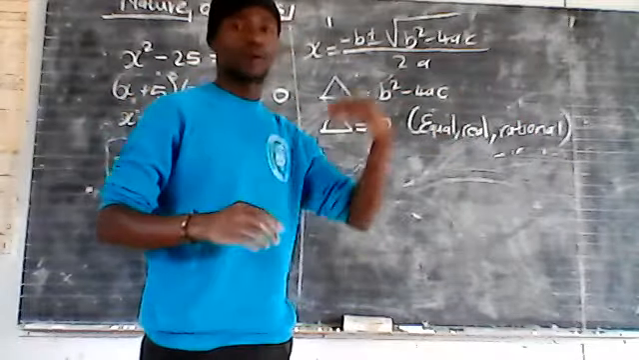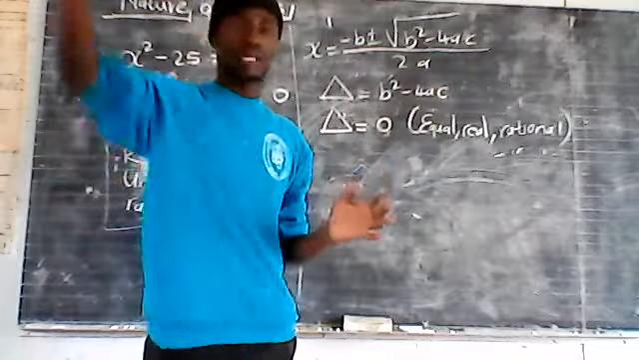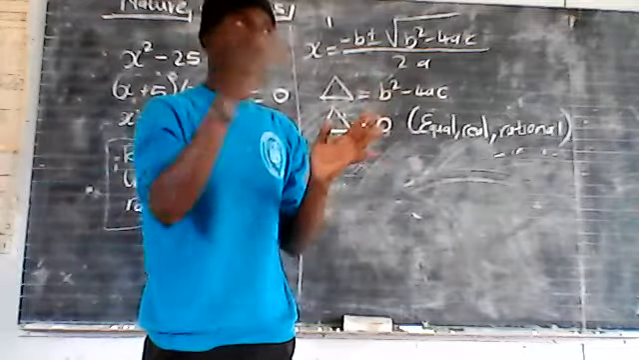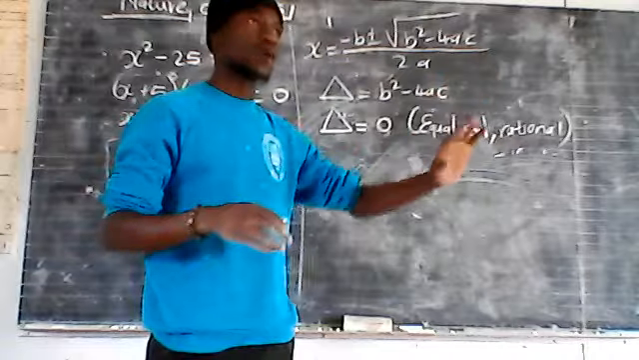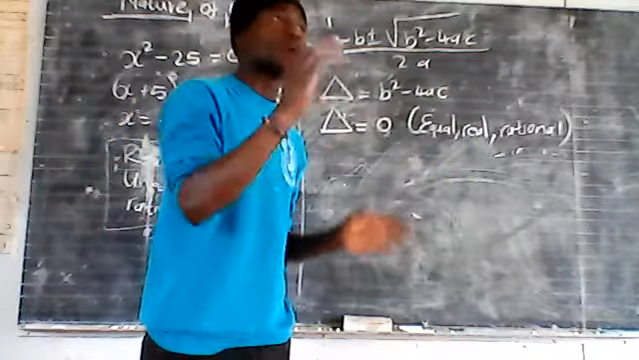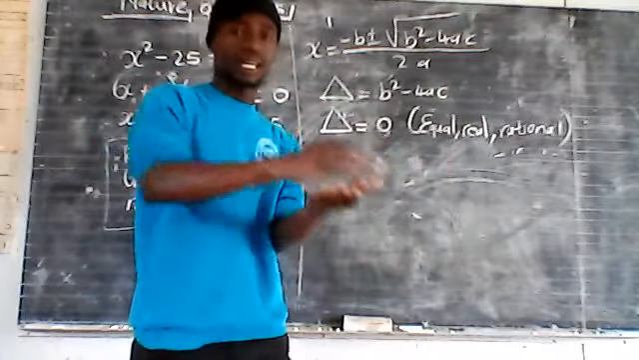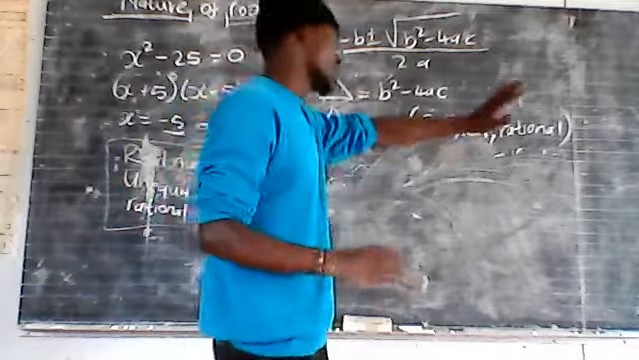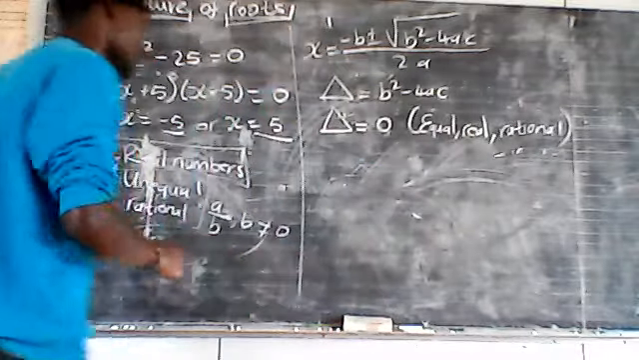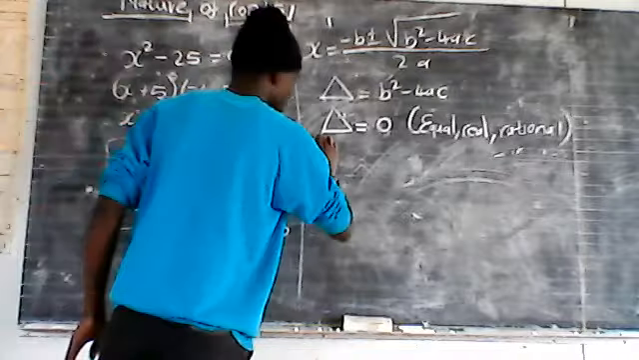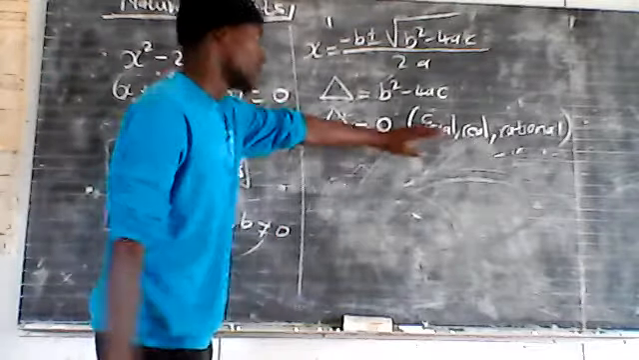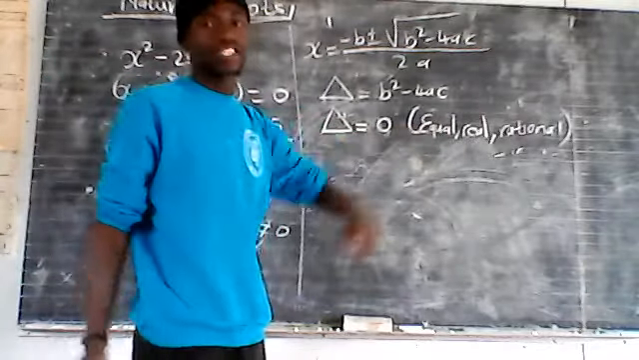For instance, you have 1 comma 1 1 1 1 and so on, or 1 comma 1 2 1 2 1 2, but irrational would be maybe 1 comma 1 2 3 4 5, where there's nothing recurring after the comma. So that's what I mean about rational and irrational. So first we say when the discriminant equals 0, you'll be having equal, real, and rational roots.